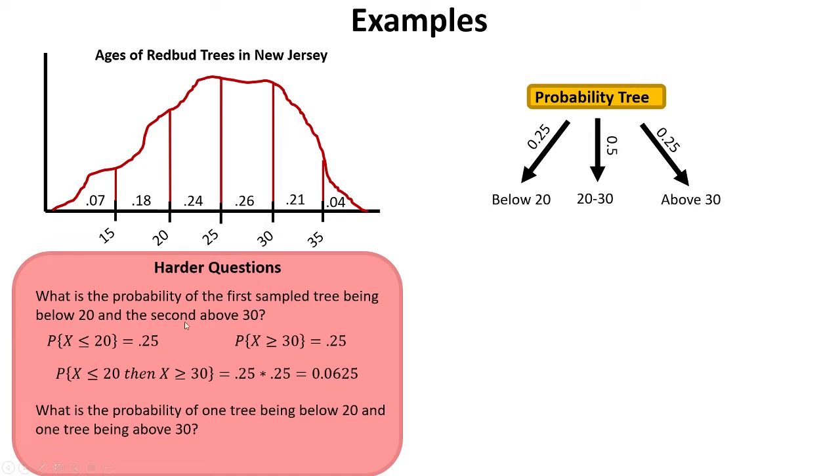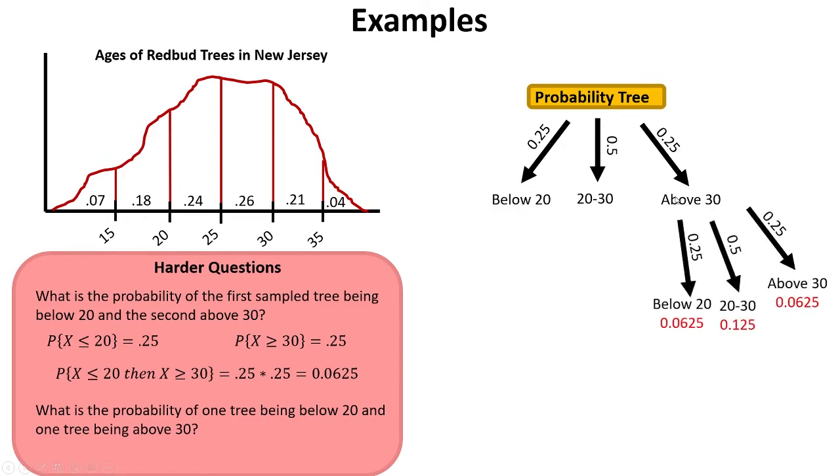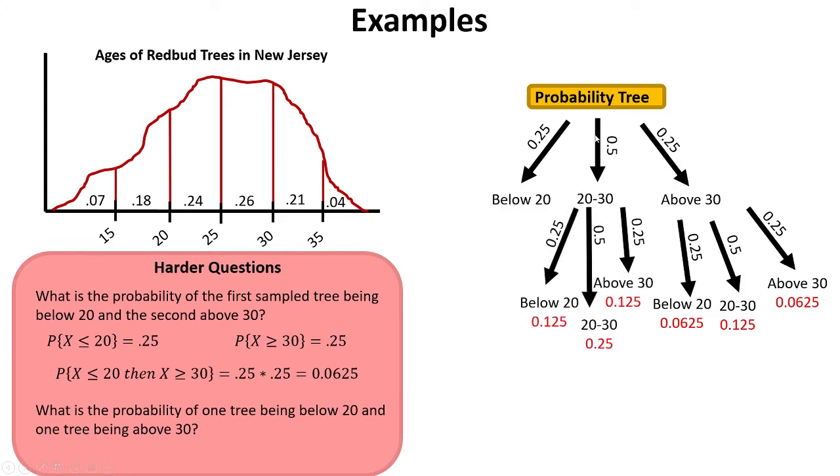as we've stated in the first part of the problem, being below 20, there's a 25% chance. Being above 30, there's a 25% chance. And here in the middle, 0.24 plus 0.26, there's a 50% chance that the tree is between 20 and 30 years in age. In order for one of them to be below 20, we could say the first one's going to be above 30, and then the second one can be below 20. If the first one is between 20 and 30, then there's no way for it to satisfy our conditions, because one has to be below 20 and one has to be above 30.